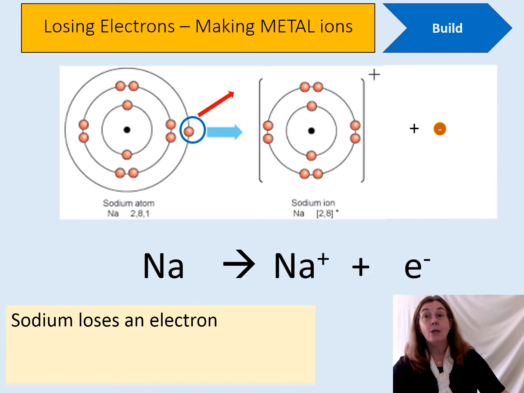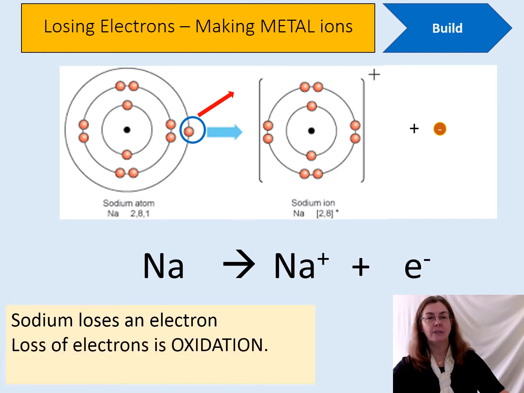We can say in words, the sodium atom loses an electron. Loss of electrons is oxidation by our new method of definition. And because it's lost electrons and it's oxidation, we say the sodium atom has been oxidized. It's the sodium atom that's been oxidized, which tells us that the sodium atom has lost an electron.